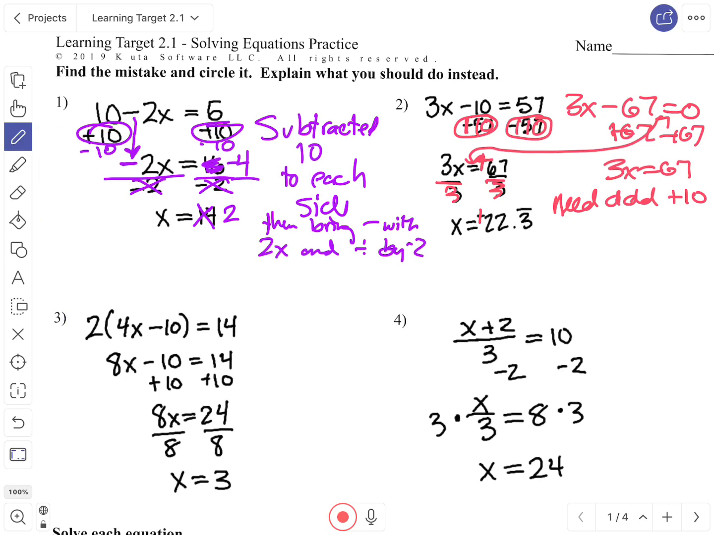So 2 times 4x minus 10 equals 14. So we need to distribute, right? 2 times 4 is 8. 2 times negative 10 should have been negative 20. So there's their mistake, isn't it? Okay. Everything else looks good, so they messed up on distribution, so we need to distribute to both numbers.